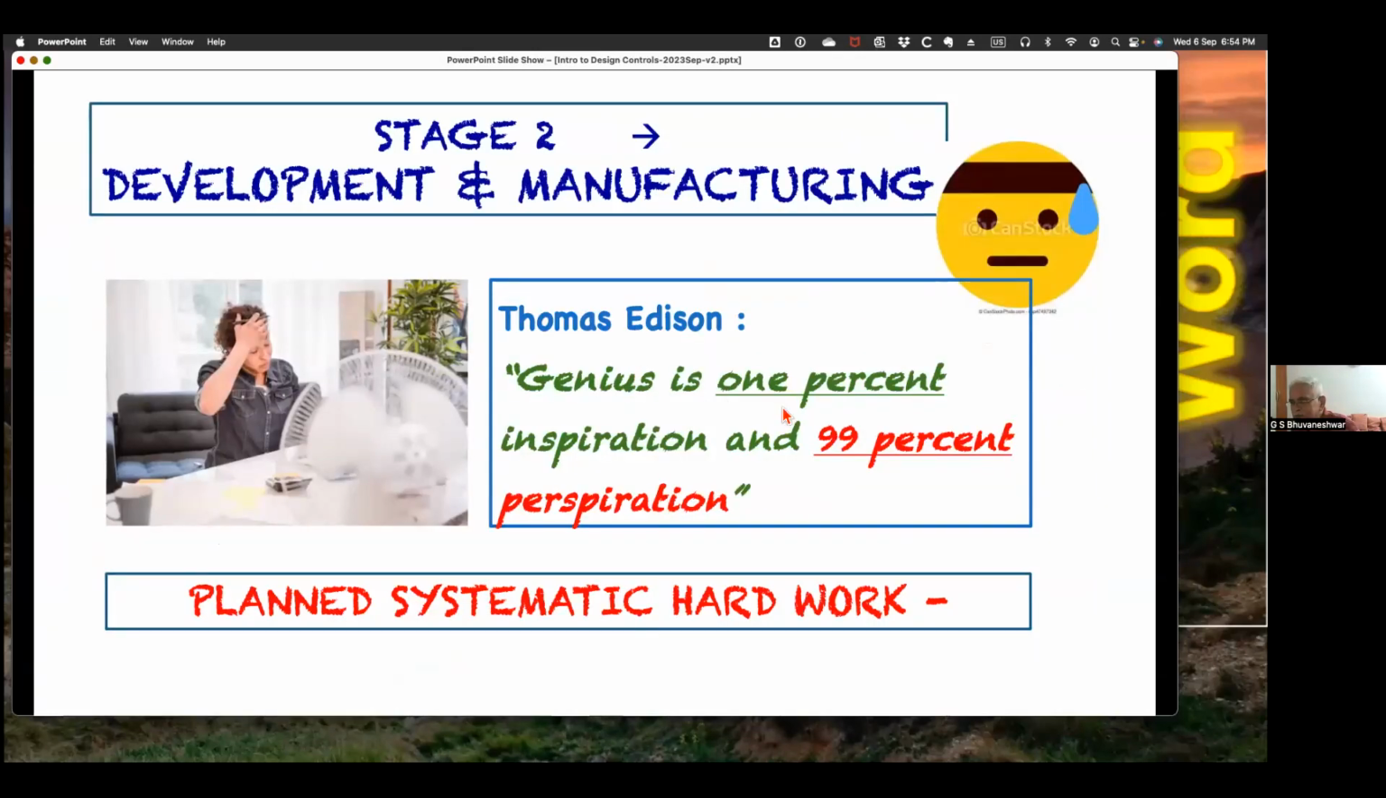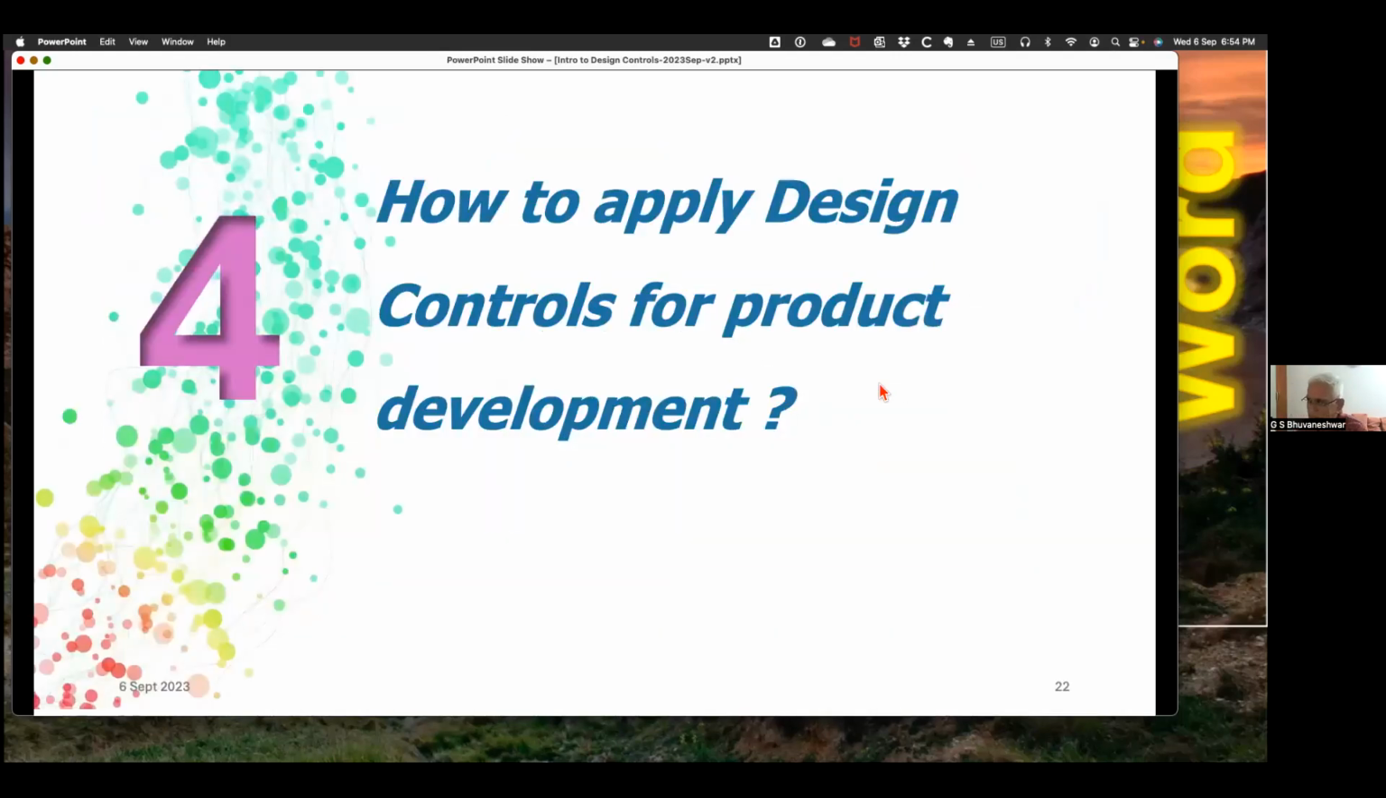So remember what Edison said, genius is 1% inspiration and 99% perspiration. So design control is all in this 99% perspiration. Work, a lot of documentation to be done. So your genius, your inspiration phase, is with your proof of concept. And there's a lot of hard work ahead. But remember that if you go through all the hard work and you have a product, there is a satisfaction that you can achieve, which you don't get with just having a proof of concept prototype in the lab. And the fourth part is how to apply design controls for product development.